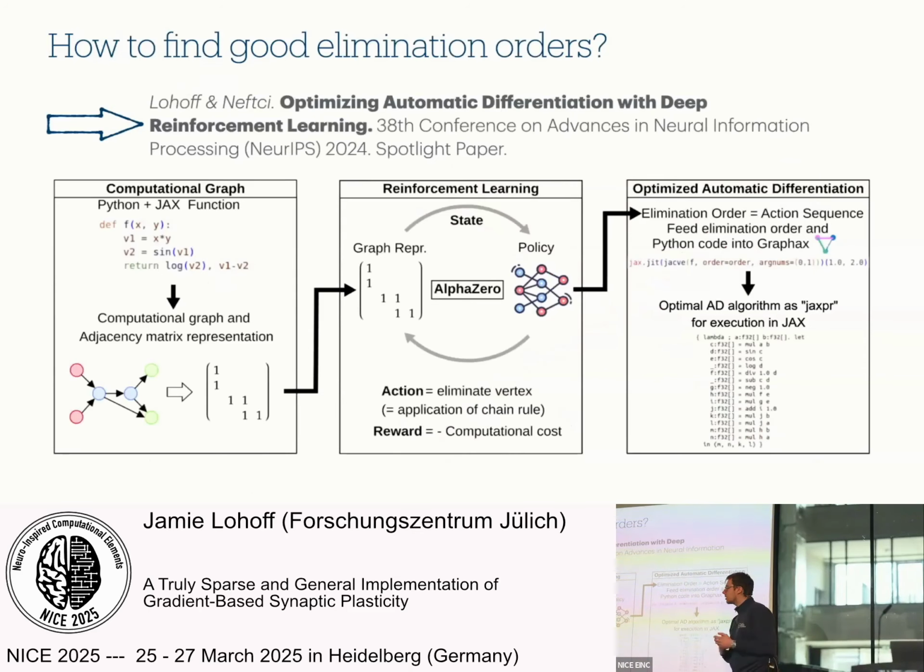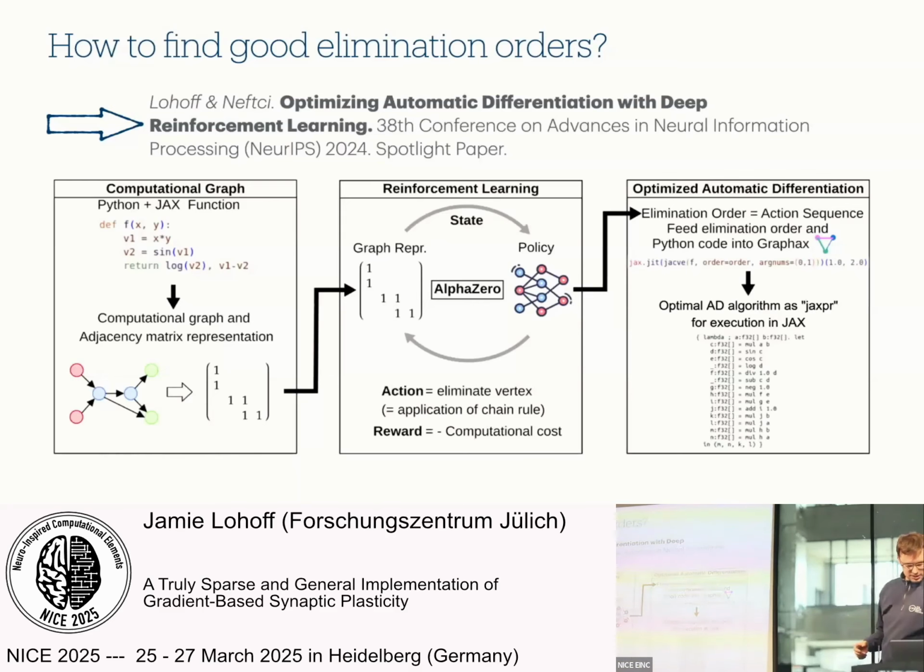And so we did this, Emre and me, and we got a new spotlight paper for it, where we use reinforcement learning to actually find these optimal elimination orders. And it works end-to-end. What you do is you write your function in Python, and it gets translated into this computational graph. We take this computational graph and use the vertex elimination rule as an action space, basically. As a reward, we use the computational cost. And then we throw a reinforcement learning algorithm, for example AlphaZero or PPO, at it. Out comes an elimination order. And this elimination order then gets translated, using a compiler that we wrote, into the optimized autodiff algorithm.